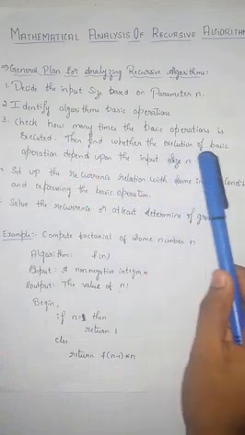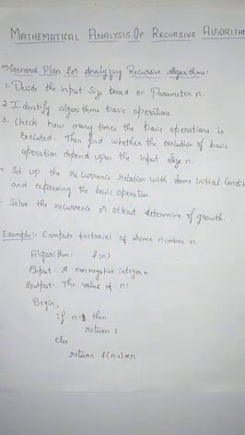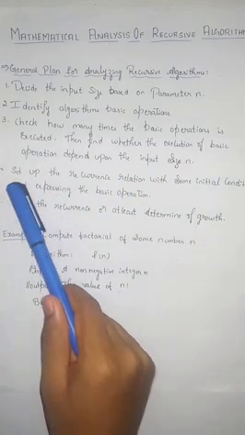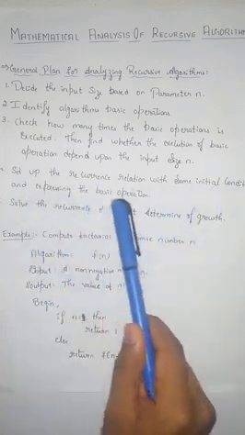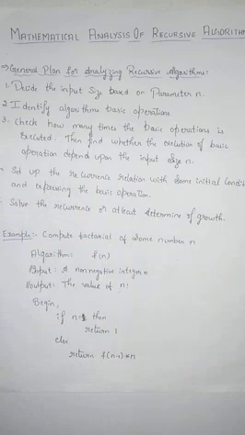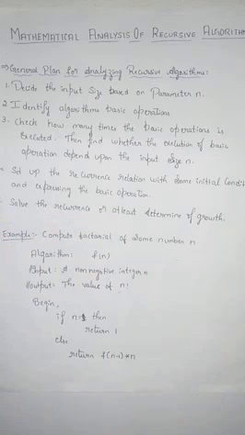Then find whether the execution of the basic operation depends upon the input size. We need to check whether the basic operation depends upon the input size or not. Next, set up the recurrence relation with some initial condition, expressing the basic operation. For multiplication, we need to write the recurrence relation. Next, solve the recurrence or at least determine the order of growth. For solving a recurrence relation, there are two types of substitution: forward substitution and backward substitution.